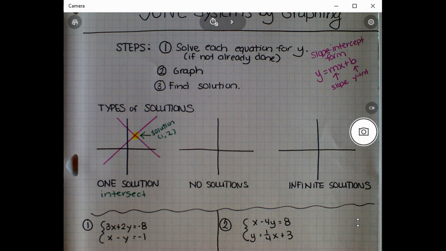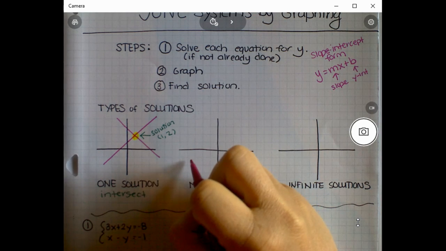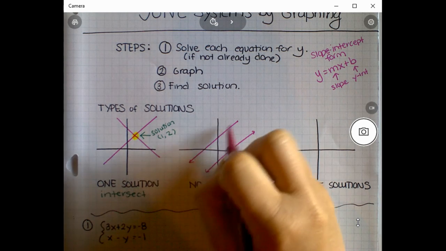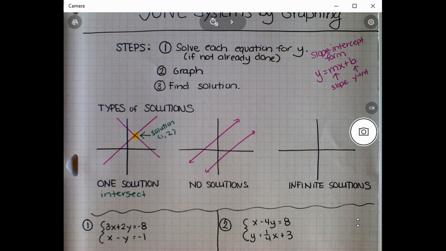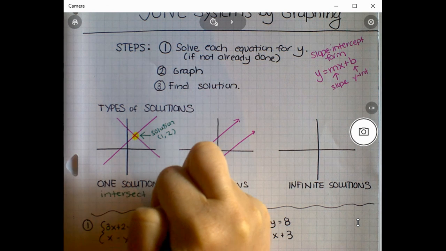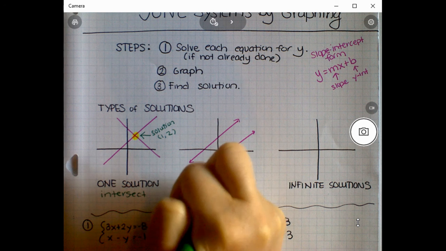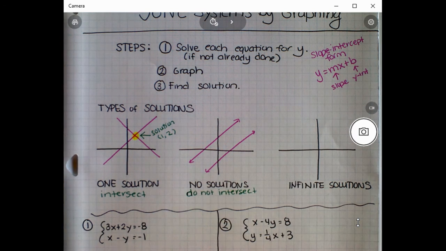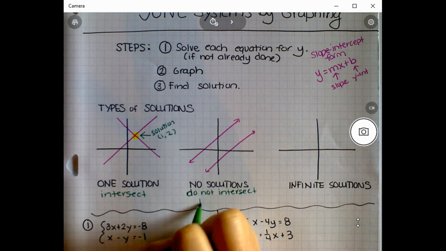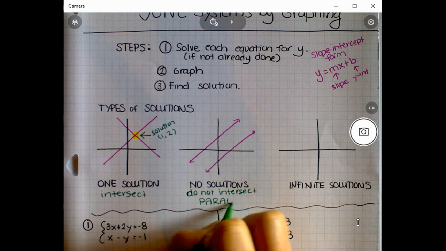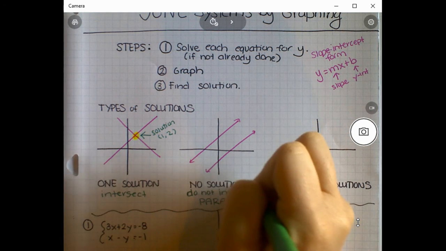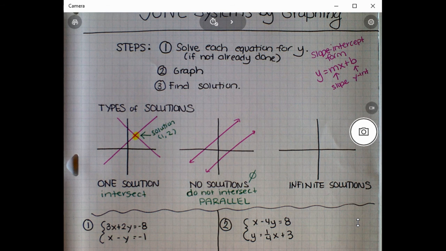Sometimes it has no solutions. No solutions means the two lines do not intersect. When you have no solutions, that means the lines do not intersect. And the word for two lines that do not intersect is parallel. So if the lines are parallel, they will have no solutions. So you can write it like that, no solutions.